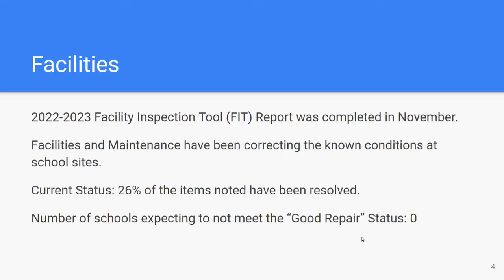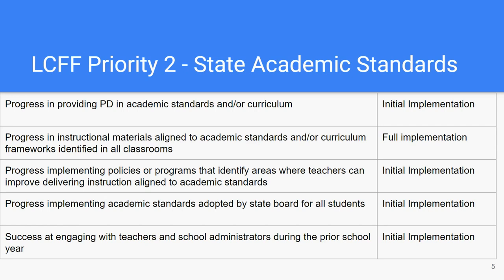Each year, our schools go through an inspection using the Facilities Inspection Tool, or FIT report, which evaluates the conditions of schools based on specific criteria. Currently, our Facilities and Maintenance Department are in the process of correcting the known conditions at school sites. At this time, 26% of our schools are meeting the FAIR conditions. In the fall, when the item is reported on the California School Dashboard, we expect to have all of our schools meeting the good repair status.